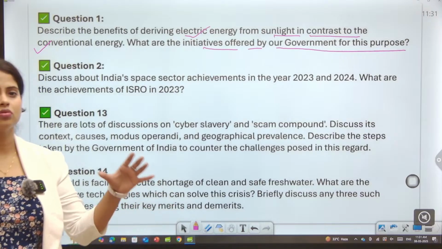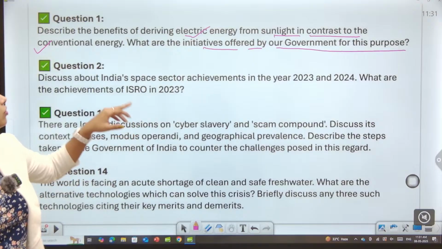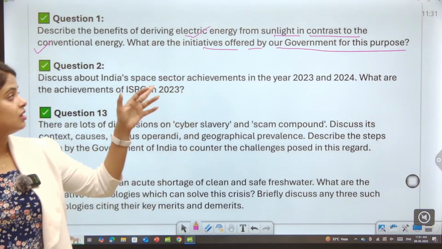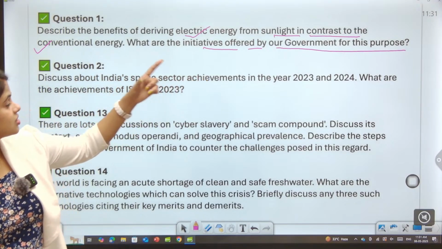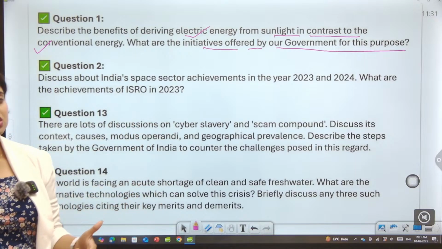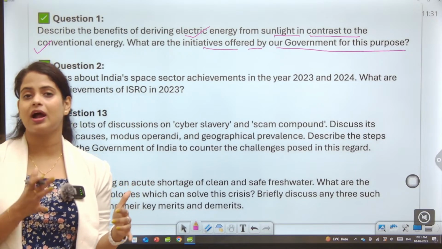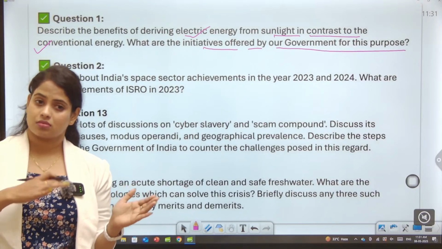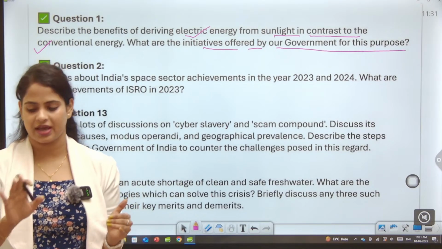First you have to write the intro part. Then in the whole body you have to mention the energy, like solar energy, and deriving electric energy from sunlight in contrast to conventional energy. So the types of conventional energy. Then in the body part, you have to add how solar energy is renewable, and you can add non-renewable energy for some part, for 3 to 4 lines only.